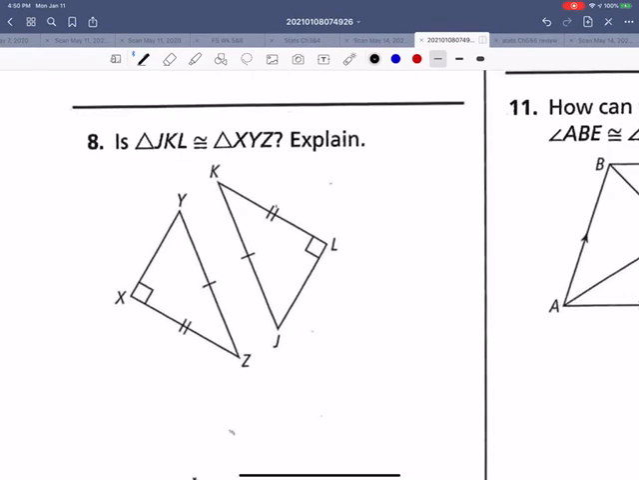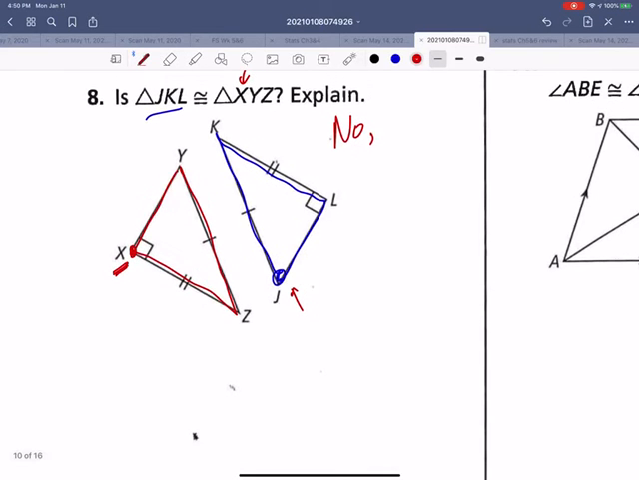Number 8, JKL. So this triangle, JKL, it's asking, is it congruent to XYZ? Well, right off the bat, I have a problem. Did you notice that X is where the 90-degree angle is? And J is not a 90. So right off the bat, I know it's a big no, and I'm going to explain. In this picture, it does say that the blue one is congruent to the red one. It absolutely says that, but they wrote it out in the wrong order.